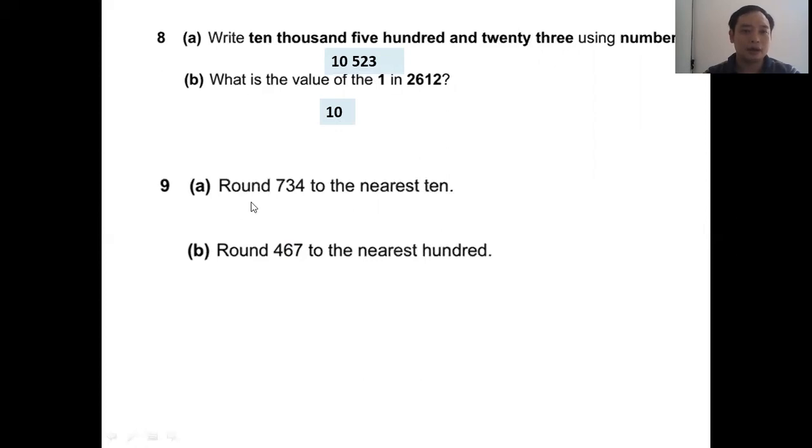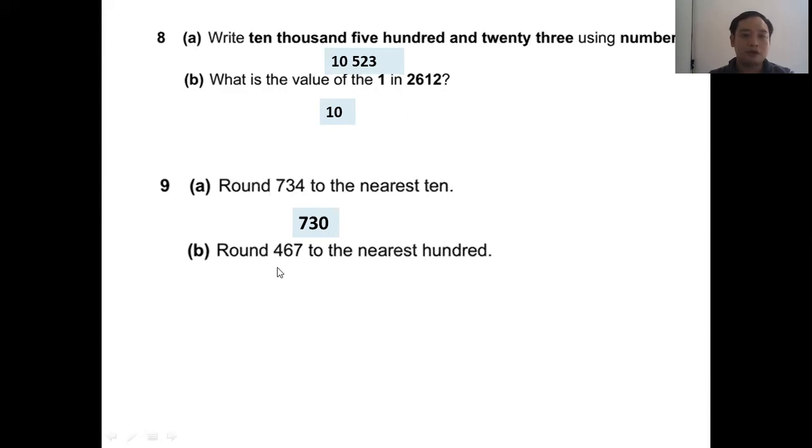Question 9. Round 734 to the nearest 10. So to round to the nearest 10, the number here will be 3. So that means it can be rounded down to 730 or rounded up to 740. So in this case, you have to round down to 730 because 34 is smaller than the middle point, which is 35. So you have to round down to 730.